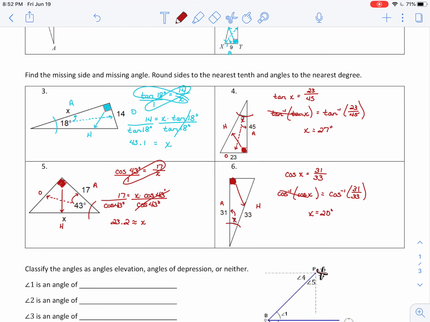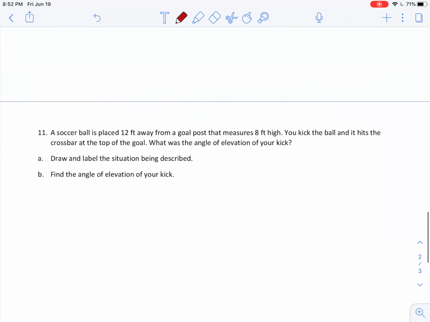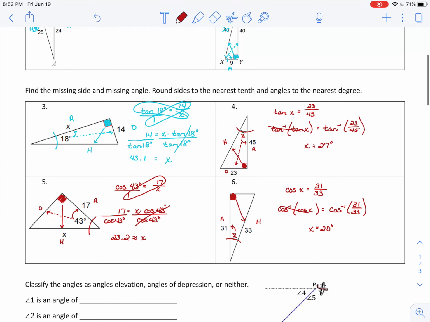We really need to make sure we're adept at figuring out how to solve, which trig functions we use, because the rest of these problems don't have pictures, so really the only new thing is put a picture in there.